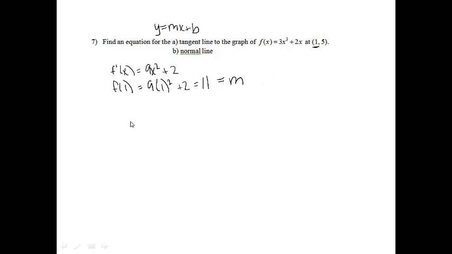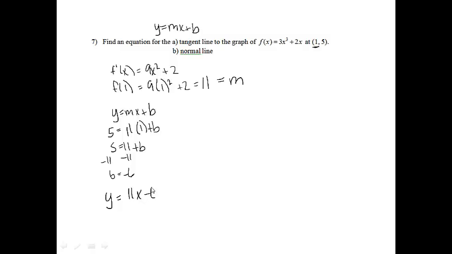All right, so now I have the slope and I have a point, so I'll do y equals mx plus b. I know my y value is 5. I know my slope is 11. I know my x value is 1, plus b. So I'll get 5 equals 11 plus b. If I subtract 11, I'll get b equals negative 6. So the equation of my tangent line will be y equals 11x minus 6. And this all was part A.